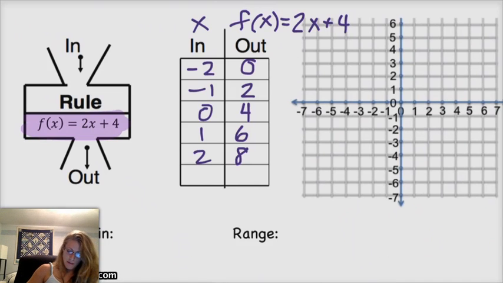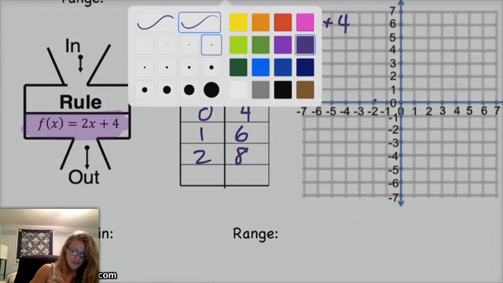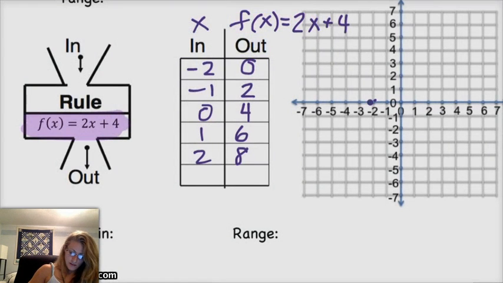So I'm going to plot the point -2, 0. Actually, I'm going to use a big dot. Okay, -2, 0, -1, 2, 0, 4, 1, 6, and 2, 8 is kind of off my map right now.